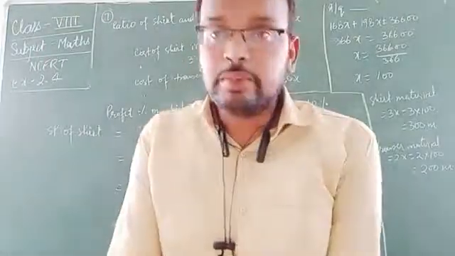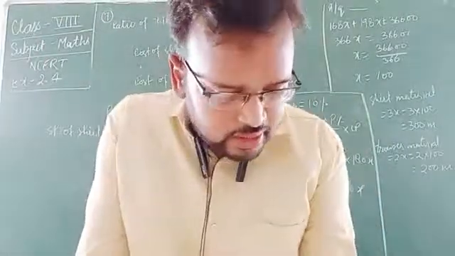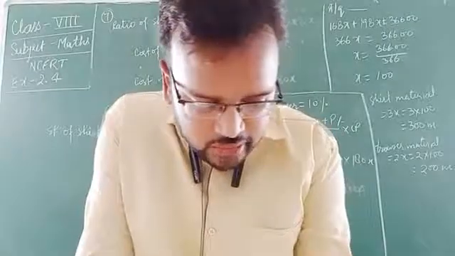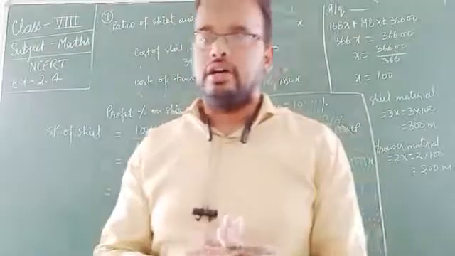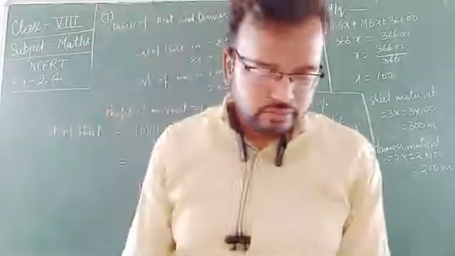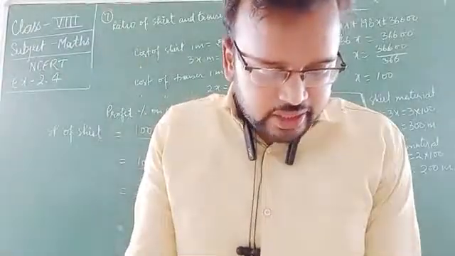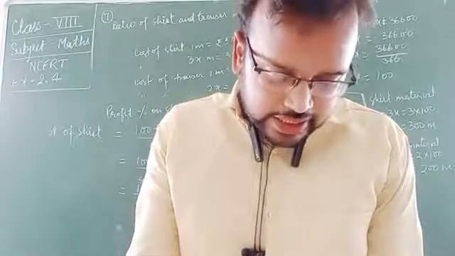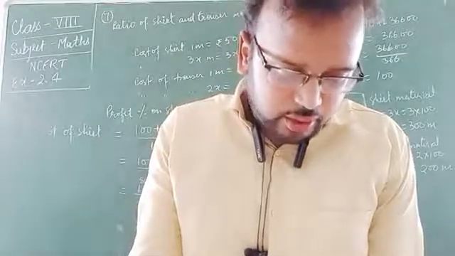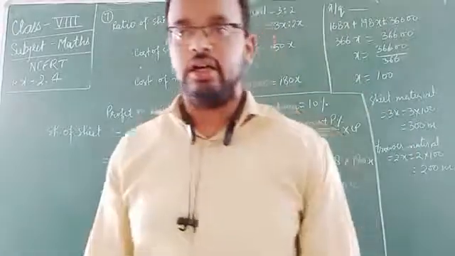Now see question number 8. Question number 8: half of the herd of deer are grazing. Herd means a group of deer is known as a herd. Grazing in the field, and 3/4 of the remaining are playing nearby. The rest 9 are drinking water from the pond. Find the number of deer in the herd.